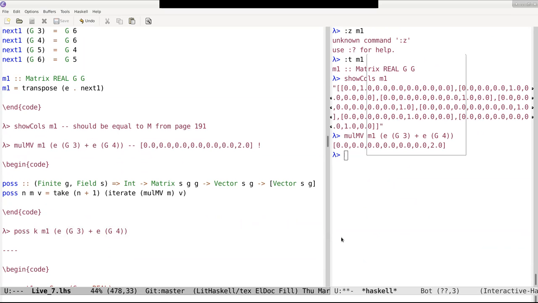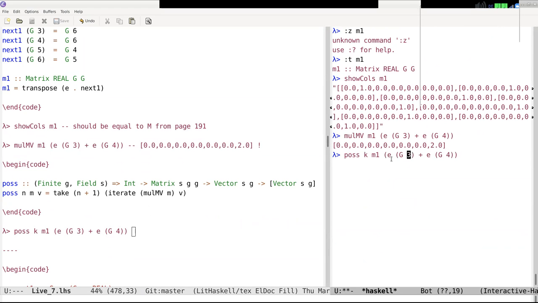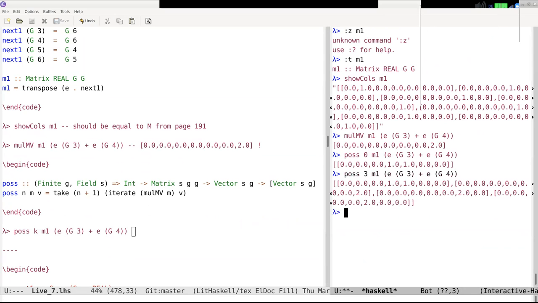And I have implemented here a simple function that you can use in order to make some experiments. For instance, you can compute after 0 steps of iterating M1 where you get, and you can compute the whole trajectory, for instance after 3 steps, or perhaps you take the last vector that you obtain after having iterated 7 steps, and you see that you end up always in this final state 6. So this is the idea.